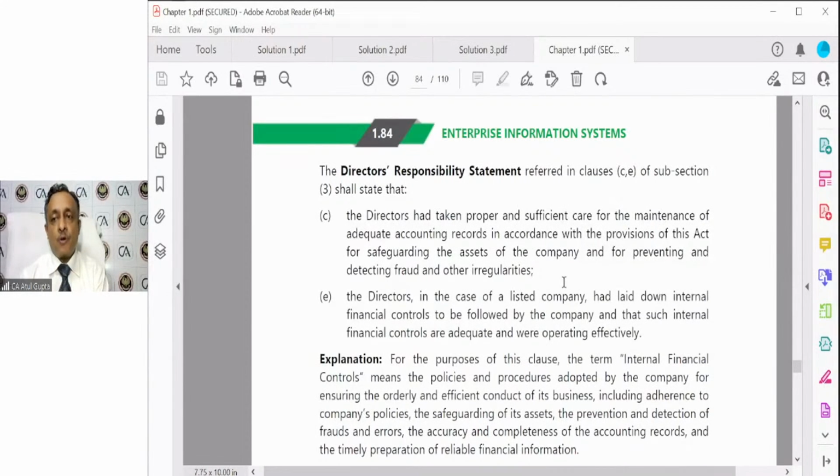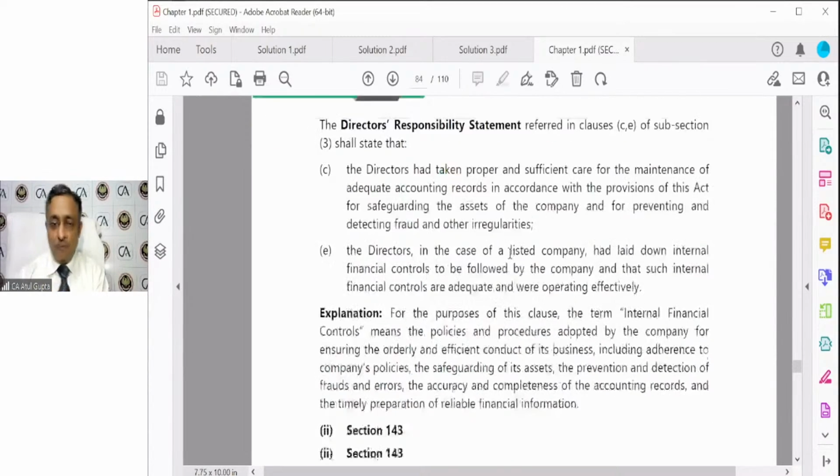So the whole idea about proper accounting, detecting, and preventing fraud is on the directors. The directors, in the case of a listed company, have laid down internal financial controls to be followed by the company, and such internal financial controls are adequate and were operating effectively. So this is part of the director's responsibility statement. Who is responsible for implementing controls? That is why this relates to your SA 260 and 265, communicating with those charged with governance and communicating deficiencies of internal controls. Why? Because this is the core responsibility of the directors of the company. So that is section 134, very important.